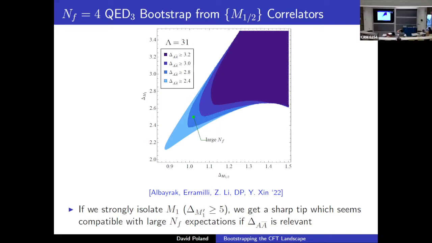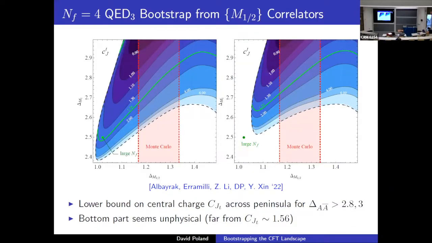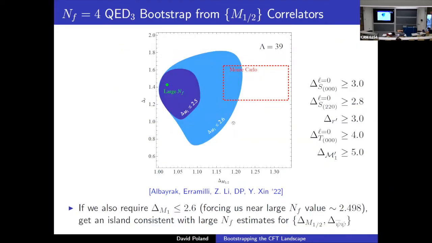But regarding scenario number 2 that you were showing at the end, the Monte Carlo gives 1.2 for the 1/2 monopole. In this island, it seems unlikely, right? Yeah, the Monte Carlo estimates for the monopole dimensions, there's some tension, right? Yeah, absolutely. There's some tension.